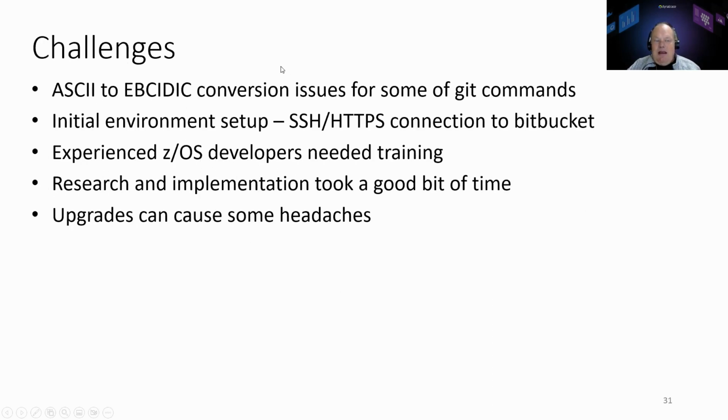The challenges we ran into, at first we had some ASCII to EBCDIC conversion issues, especially with the Git commands, like git stash didn't work at all. There's a bunch of Git commands we found, and we actually went in and fixed ourselves. A lot of these have been fixed in the meantime. And as you upgrade versions of Git, you may run into some of these types of things where they just hadn't been tested yet, or something's changed and it doesn't work on your version of zOS or whatever.